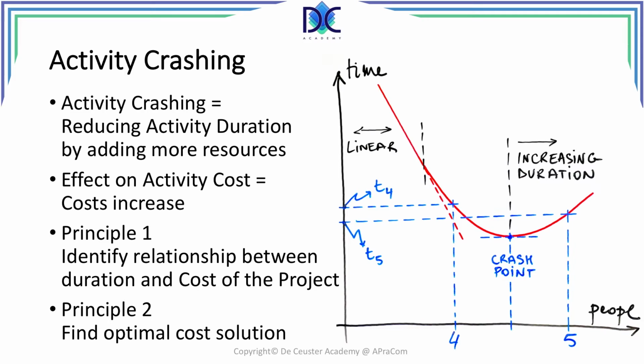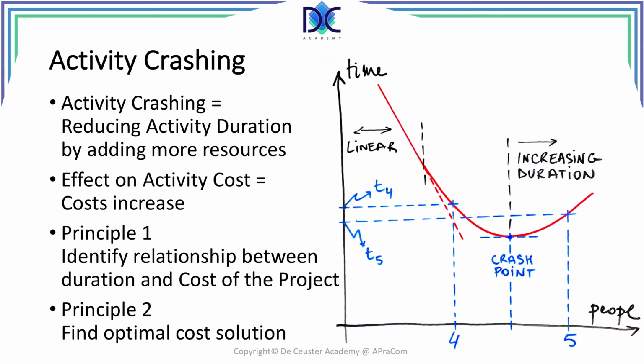Let's look at activity crashing. Activity crashing is reducing the activity duration by adding more resources. Now, we know already that adding more resources cannot be done without limitations. We've seen the crash curve and the crash point already before, and this curve shows the relationship between the number of people working on an activity and the duration of that activity. Once we pass the crash point, adding more people will lead to an increased duration of the activity.